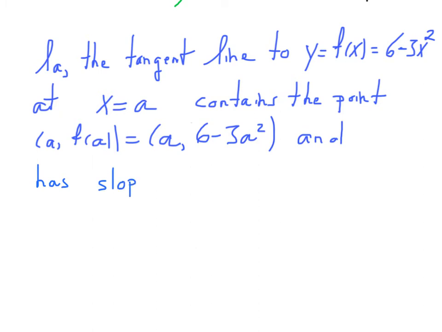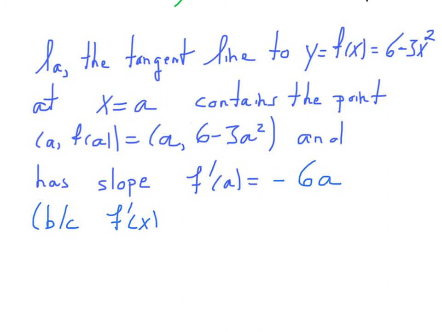Well, the slope of L sub a is, as we said, the derivative of f at a, which in this case is, well, if you look up here, f of x is equal to 6 minus 3x squared, so f prime of x is equal to minus 6x. So at a, the derivative is going to be minus 6a, and I'll just write in brackets that f prime of x, the derivative of f at x, is minus 6 times x.